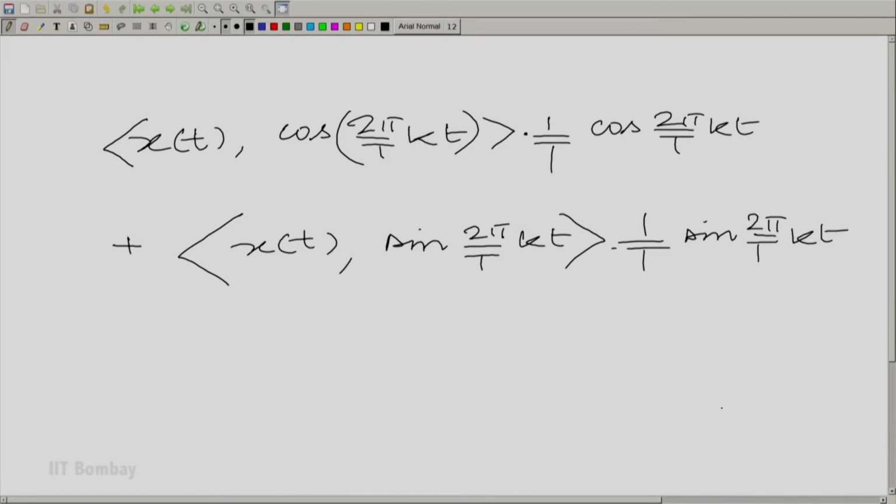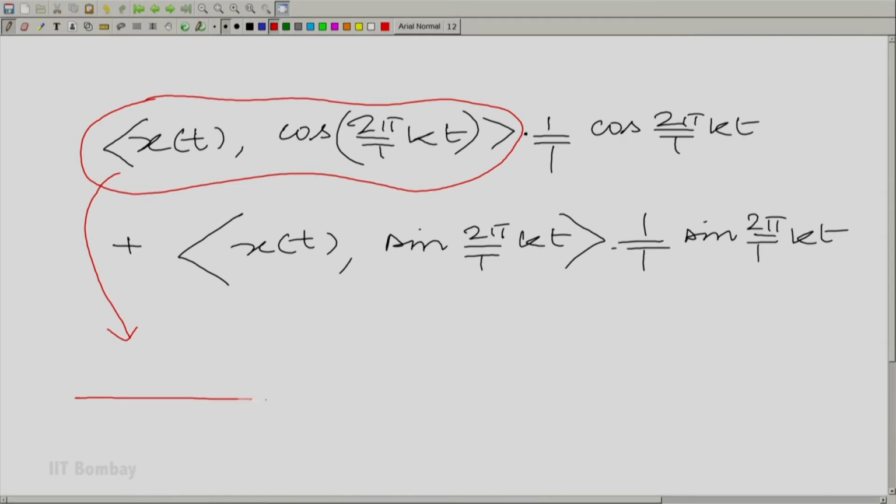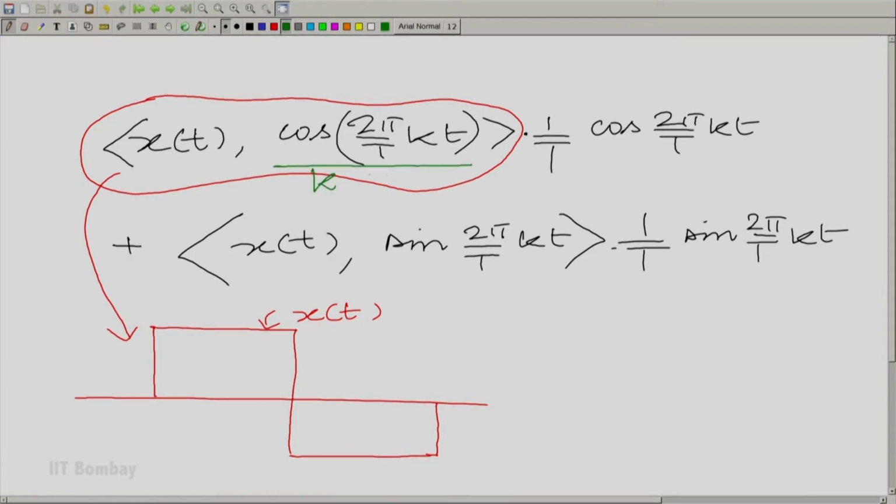Now, let us visualize how we are going to calculate each of these dot products. I will show them to you in two different colors. I will show this dot product to you first in red. Take one period, dot product over a period, don't forget. This is x, and I draw cos. How does cos(2π/T kt) look? It is going to complete k cycles over a period of T. So, between 0 and T/2, it is going to complete k half cycles. And between T/2 and T, it is again going to complete k half cycles.